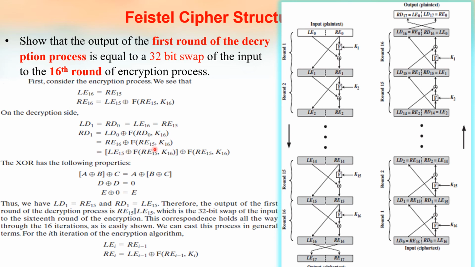Now RE16 is there, and I have to bring it into terms of 15. Instead of RE16, I can write LE15 XOR F of RE15, comma K16. That I have written here. Then again this XOR, and then this same function, F of RE15, K16, I have written down.